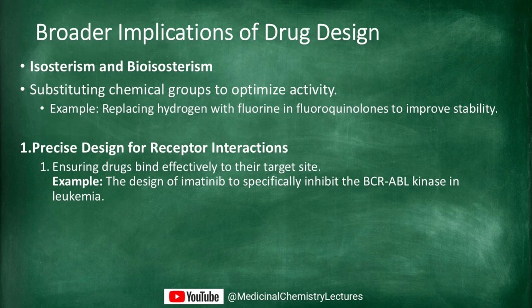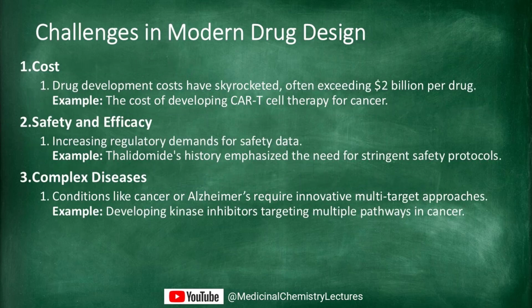Precise design for receptor interactions. Designing drugs to bind effectively to specific receptors. Example, imatinib targets the BCR-ABL kinase in leukemia, offering a highly specific treatment. Challenges in modern drug design. But drug design isn't without its challenges. Let's explore a few.